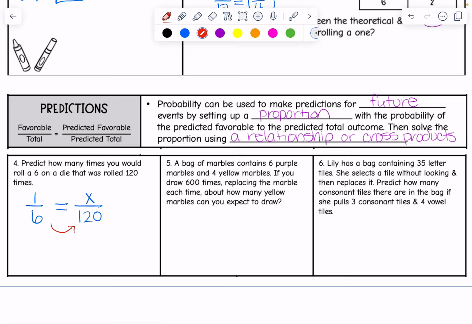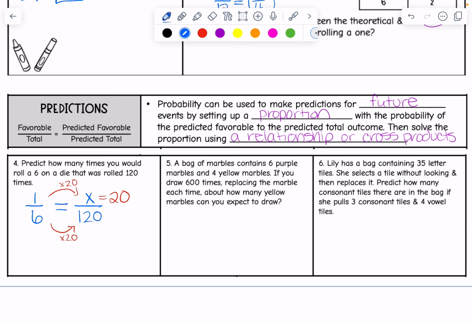So in this case, I see that 6 times 20 would equal 120. And so we could do the same thing across our numerators, and if I scale 1 up by 20, I'm going to figure out that x would equal 20. So I would expect to roll a 6 20 times out of the 120 rolls. That doesn't mean that that's what's going to happen. This is just a prediction.